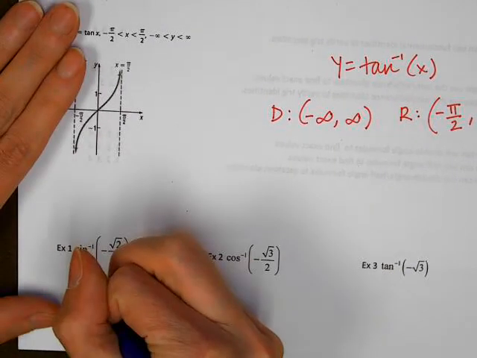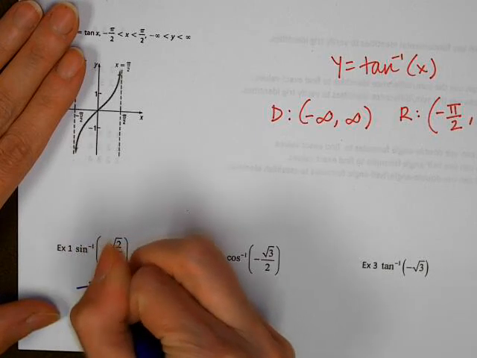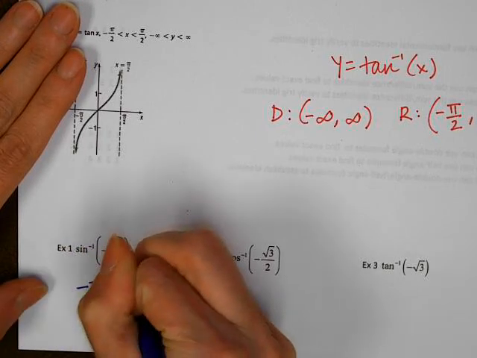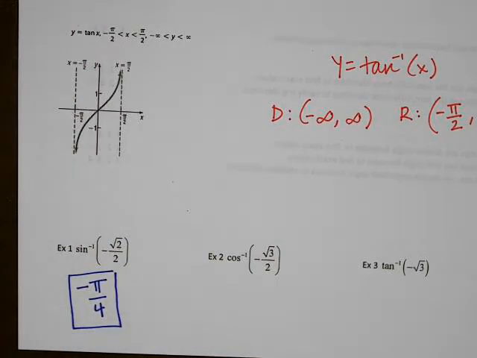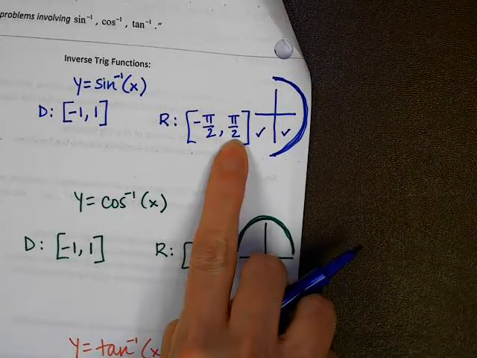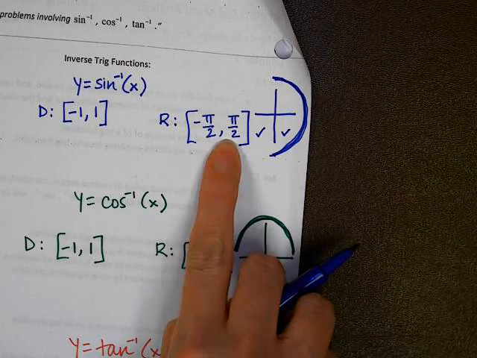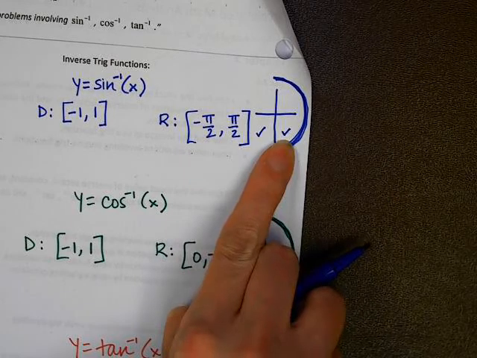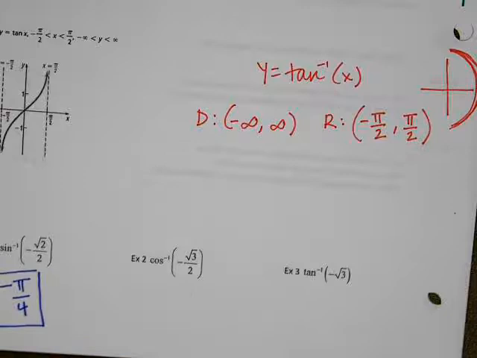That's going to be negative pi over 4. Now, some of you might have said 7 pi over 4. And you're right, but we need it to be within these two numbers, and 7 pi over 4 is outside of this range. So you really have to be careful how you guys write it.